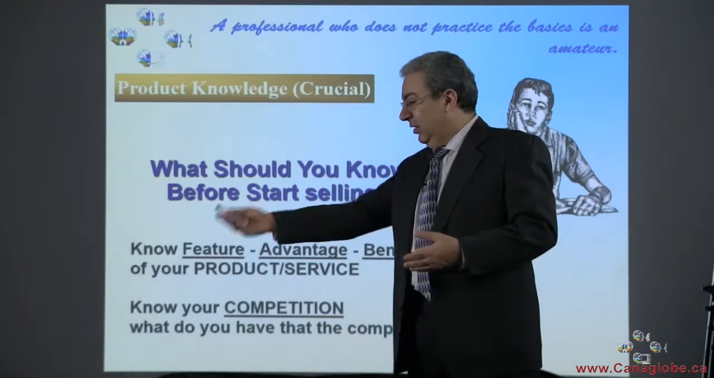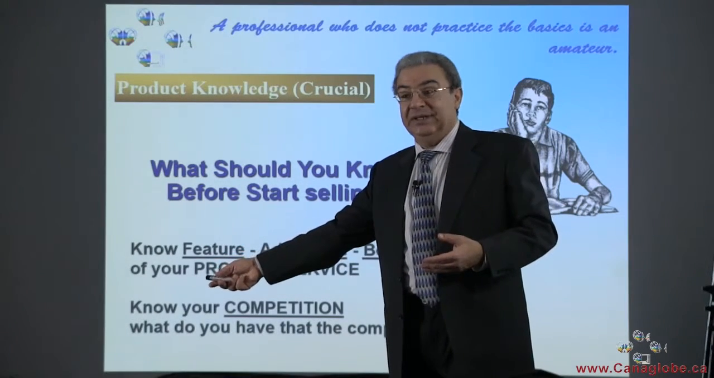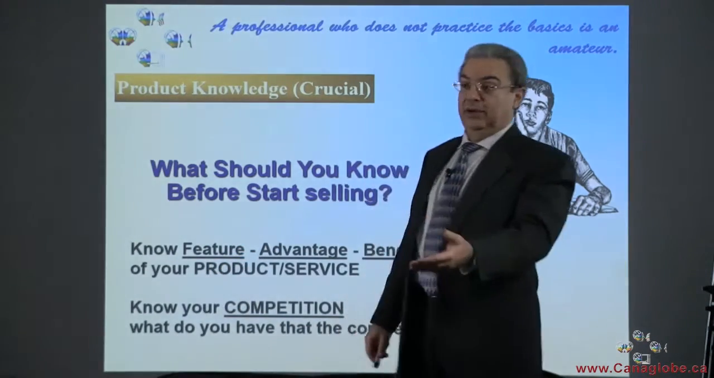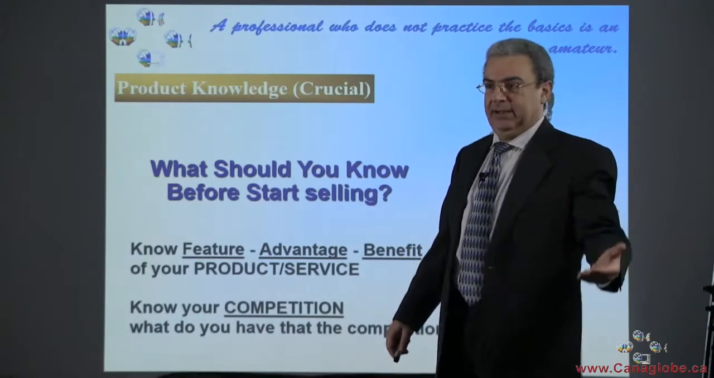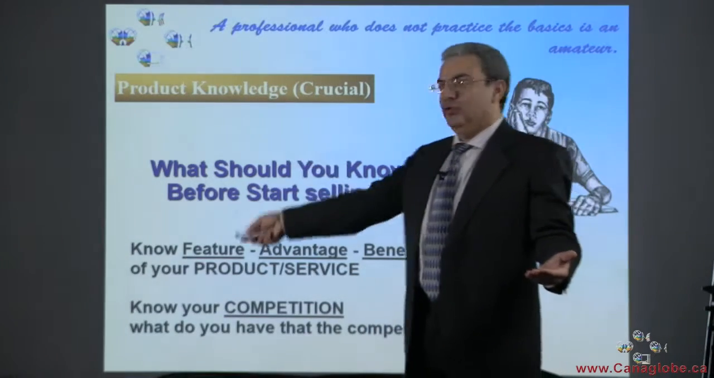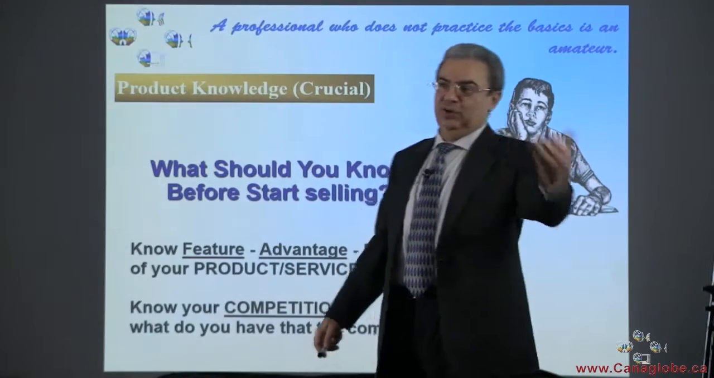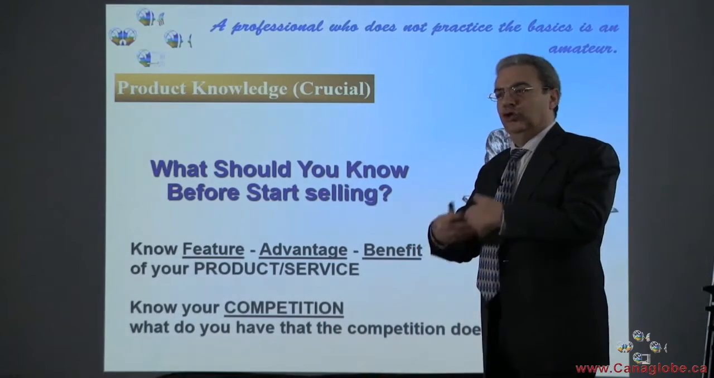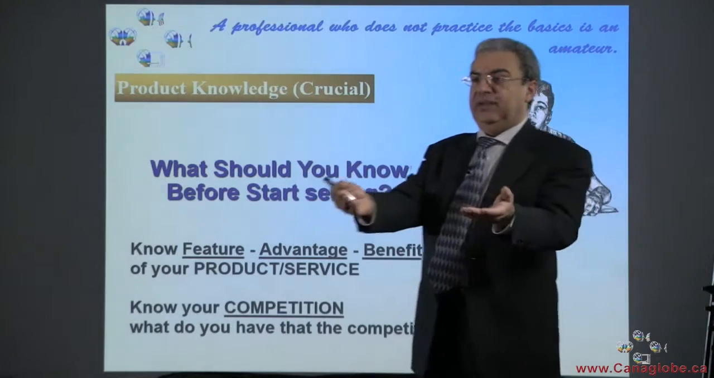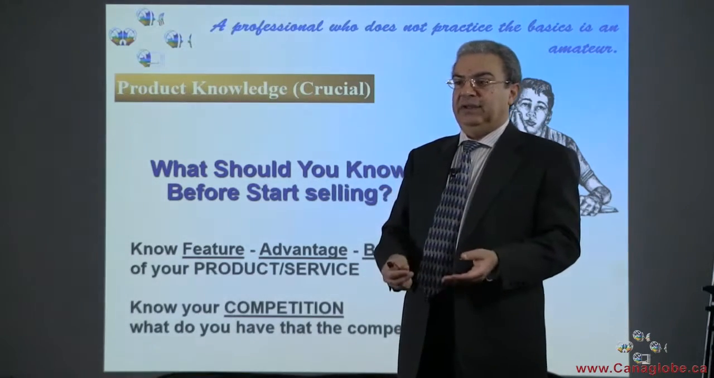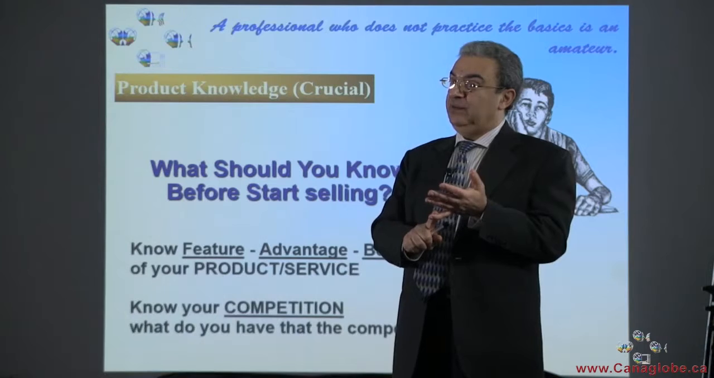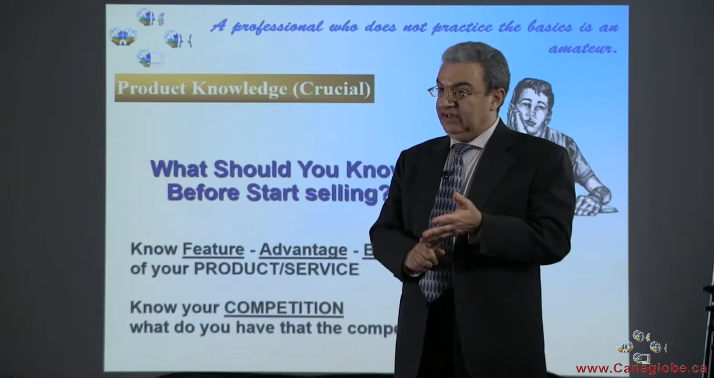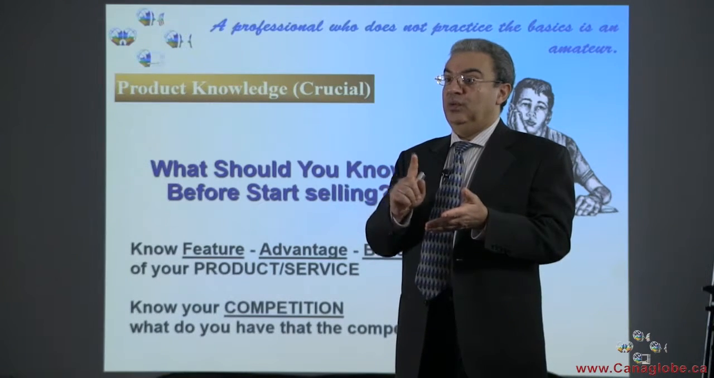I can have a Persian carpet that was made in Iran, or a Persian carpet that was made in China. But if I do not know my own, how can I go to the other one and compare them? That is why I said, what you're selling, you are selling consulting. Do you know what the features are? Do you know what the advantages are? And do you know what the benefits are?